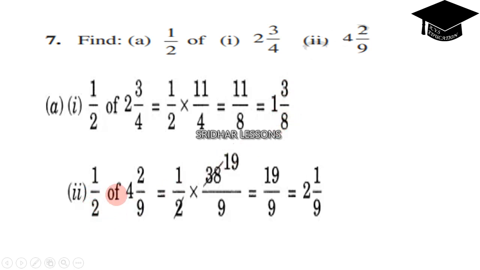Next one, 1 by 2 of 4 of 2 by 9. That is 1 by 2 into 4 into 9, 36 plus 2, 38 by 9. Okay, 2 cancels 38 19 times, so 19 by 9. Also we can write it as 2 of 1 by 9.